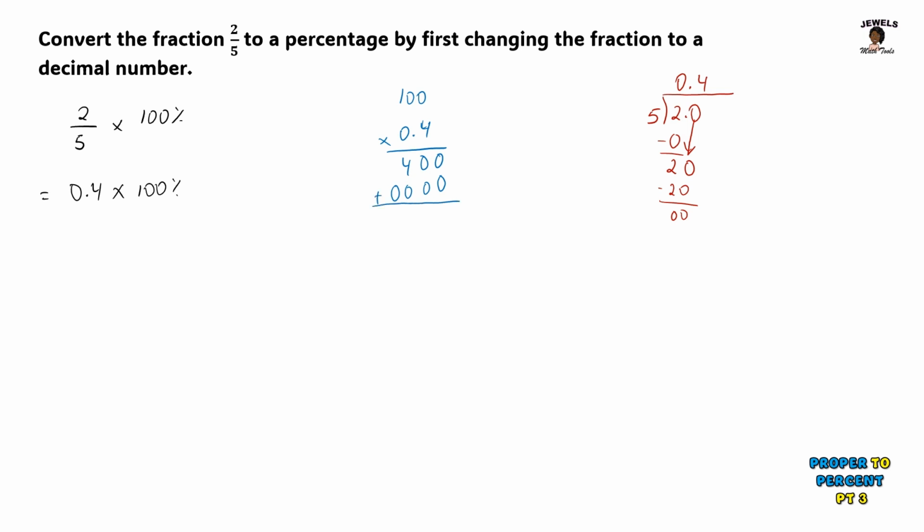Let's sum our digits. So we have 0, 0, 4 plus 0 is equal to 4, and 0. And in our numbers, we only have one digit behind the decimal point. So in our answer, we also have one digit behind our decimal point. And my fraction 2/5, when converted into the decimal number 4/10 and then changed into a percentage, will equal our 40%.